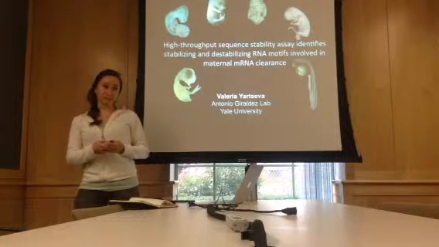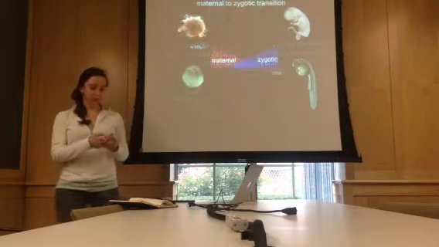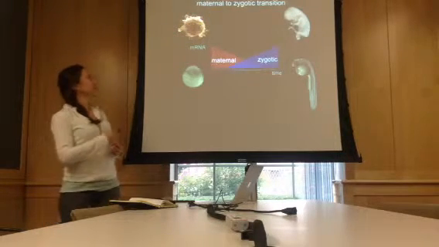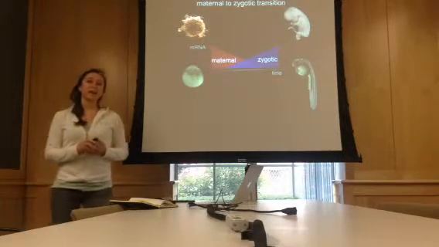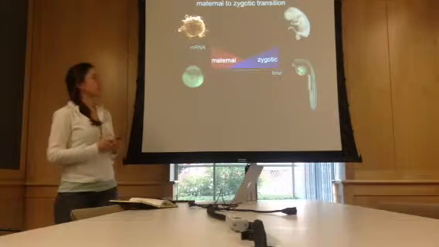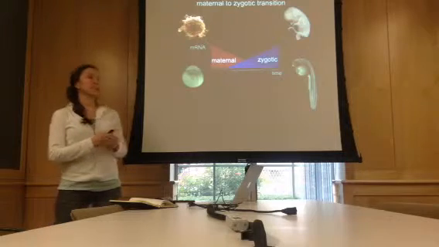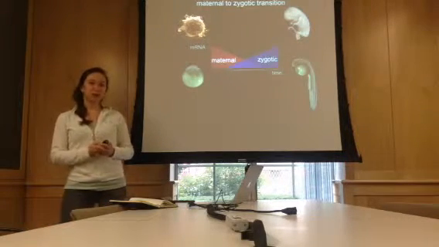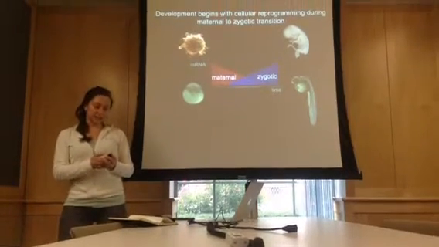Today I will tell you about a high-throughput approach that has enabled us to identify stabilizing and destabilizing sequence elements that regulate mRNA turnover during an important developmental transition. So existence in all animals begins as a single cell that has all the information to carry out embryonic development. But to enable differentiation, the cell has to first acquire a totipotent state.